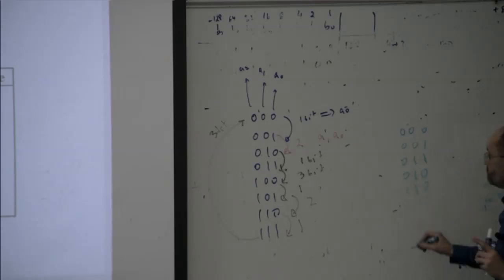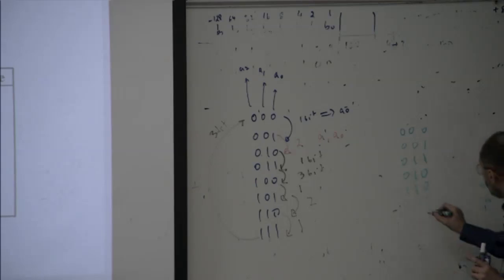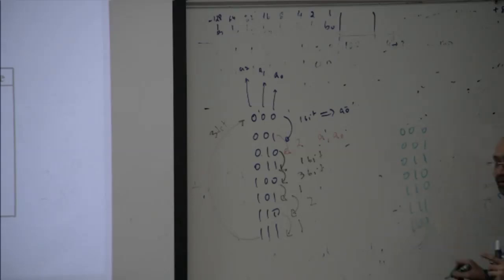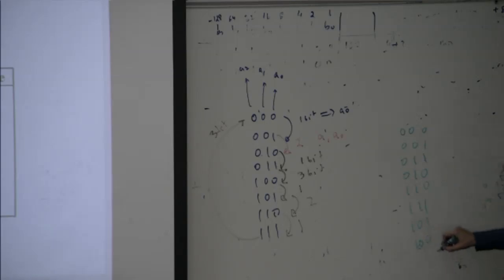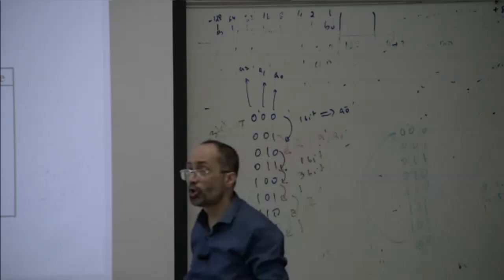Okay. 110, 1 bit change. 111, 1 bit change. 101, 1 bit change. 100, 1 bit change. And we go to 1000, 1 bit change. So in gray code, all the adjacent codes have only a single bit change. This is called the gray code.